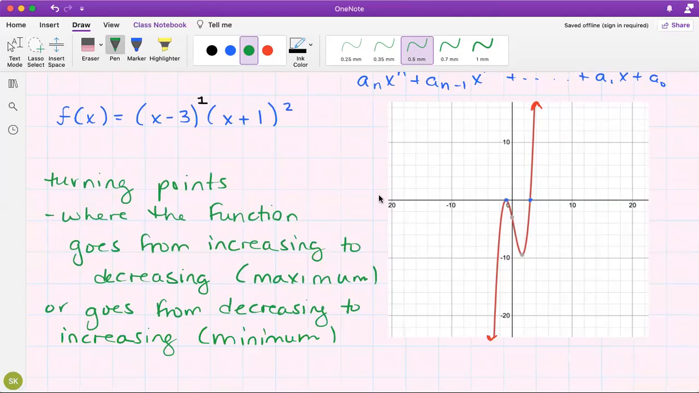From -infinity all the way to this point, which is x is -1, we are increasing because the graph is going up. And then from -1 to this point here, we're decreasing. You can see that the function's going down. And then at this point, whatever that is, and onward, we're going up. So we have 2 turning points. We have a turning point here and a turning point here.